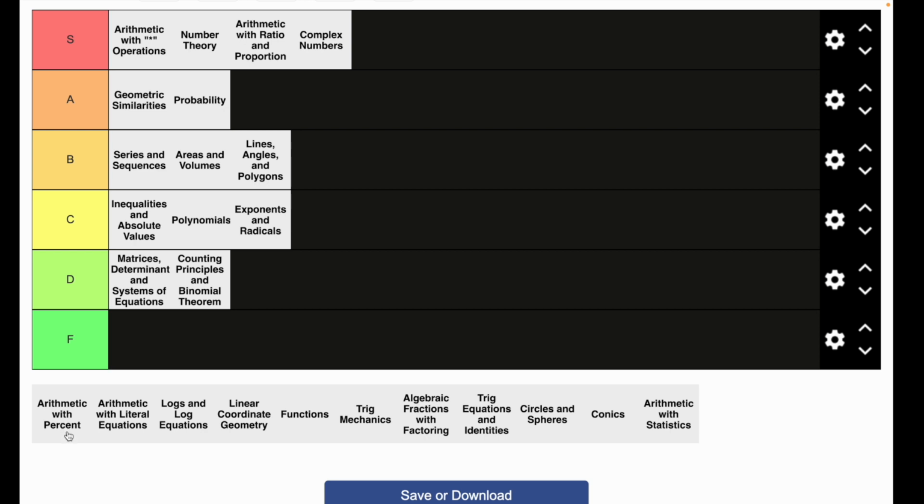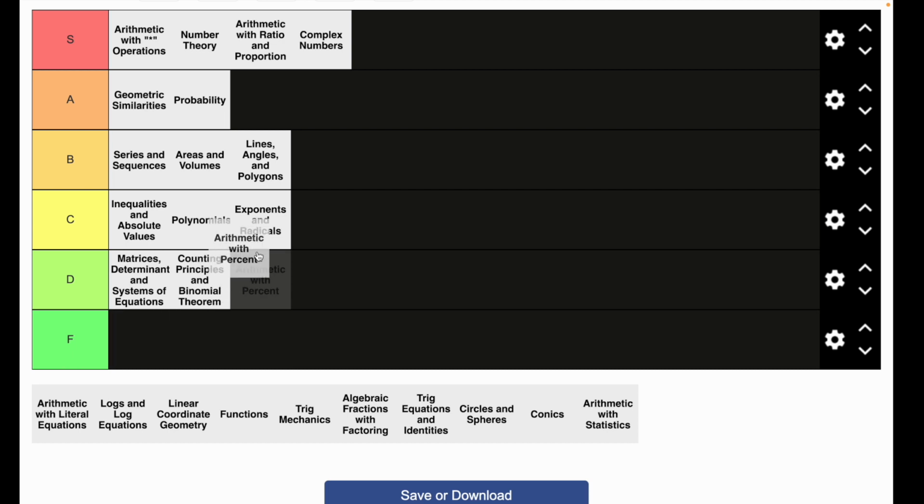Arithmetic with percent. I'm putting a lot in S tier, but again, it's an arithmetic category. It just takes basic arithmetic. It's even a calculator active round, so you deal with a lot of big numbers.